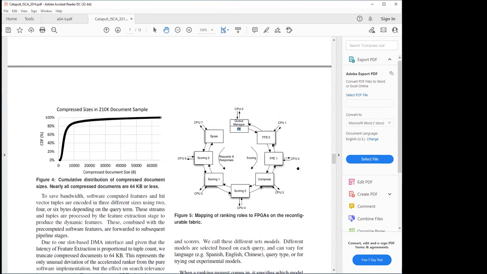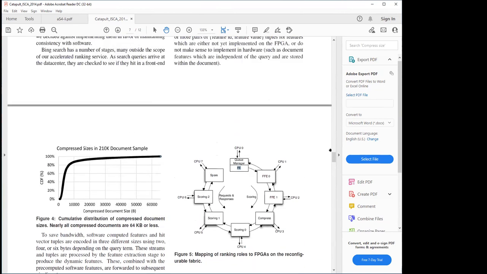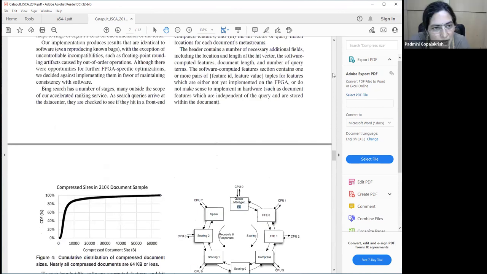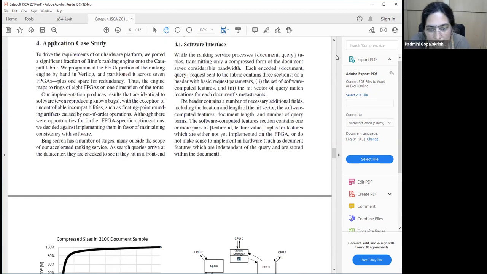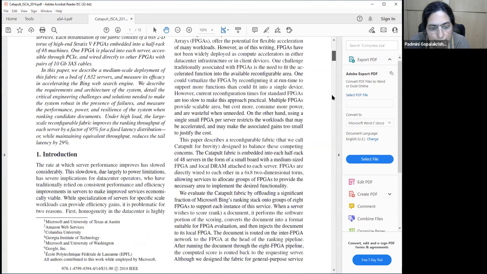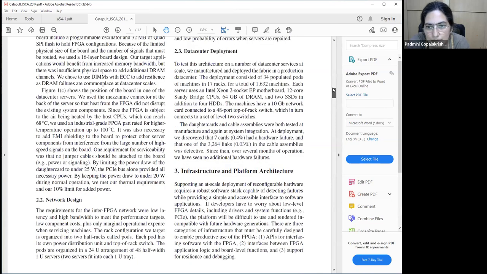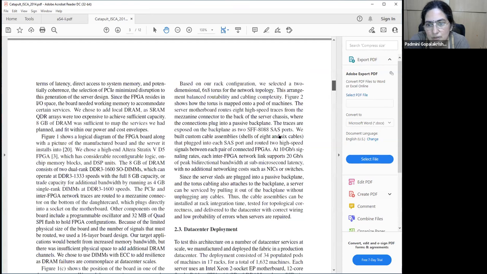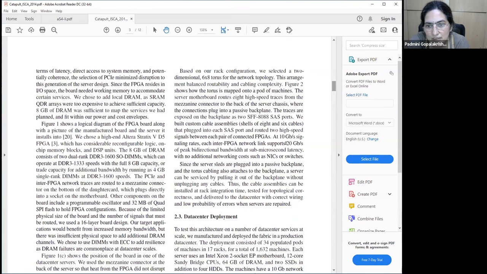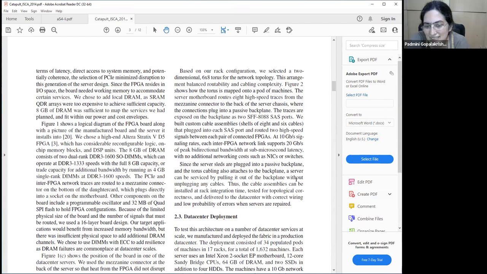What is the inter-FPGA bandwidth? I missed it, maybe. They've had it somewhere in this paper. Yeah. So basically, 20 gigabits per second peak bidirectional bandwidth. Okay. So it is pretty fast, and that is what makes it feasible to do it like that.